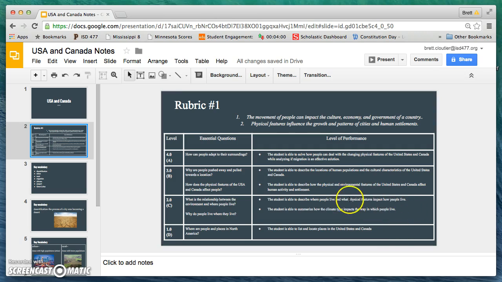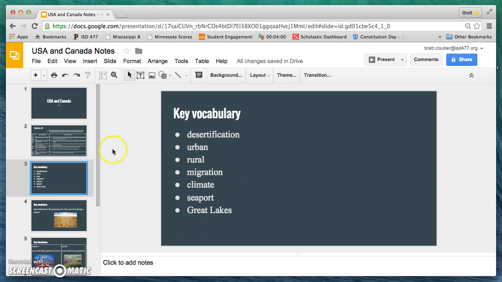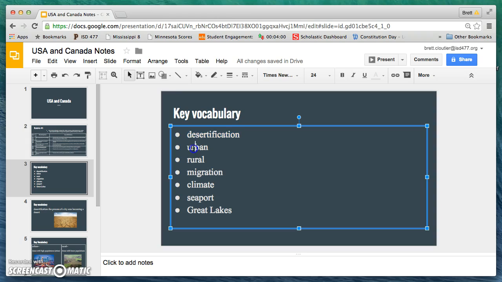Here are the different levels of performance. For example, on Monday and Tuesday's class, we were at the 1.0 range. The student is able to list and locate places in the United States and Canada. Now, you'll notice on your rubric that there's some key vocabulary. These are essential vocabulary terms that you will need to know in order to be successful in our studies of the United States and Canada. So we have desertification, urban, rural, migration, climate, seaport, and the Great Lakes. Those are our 7 key vocabulary for this unit.